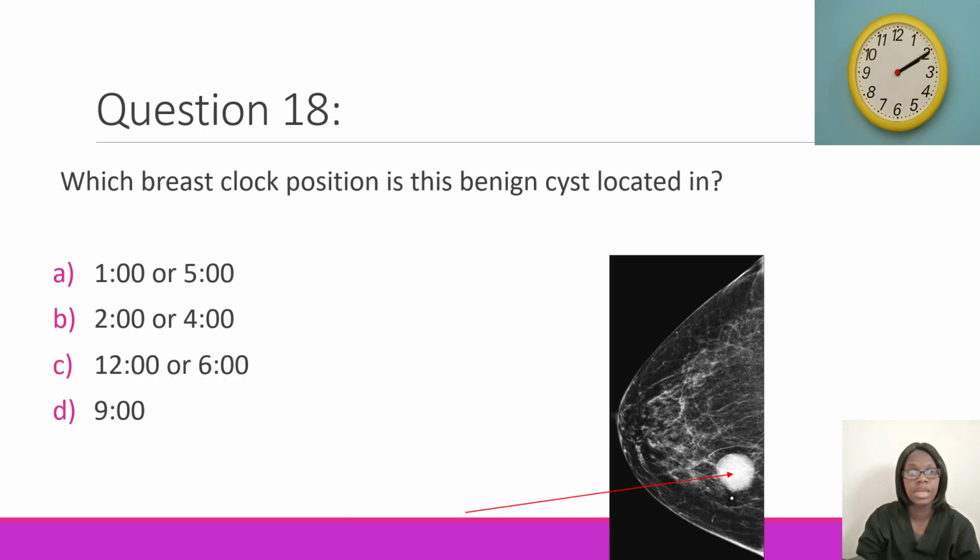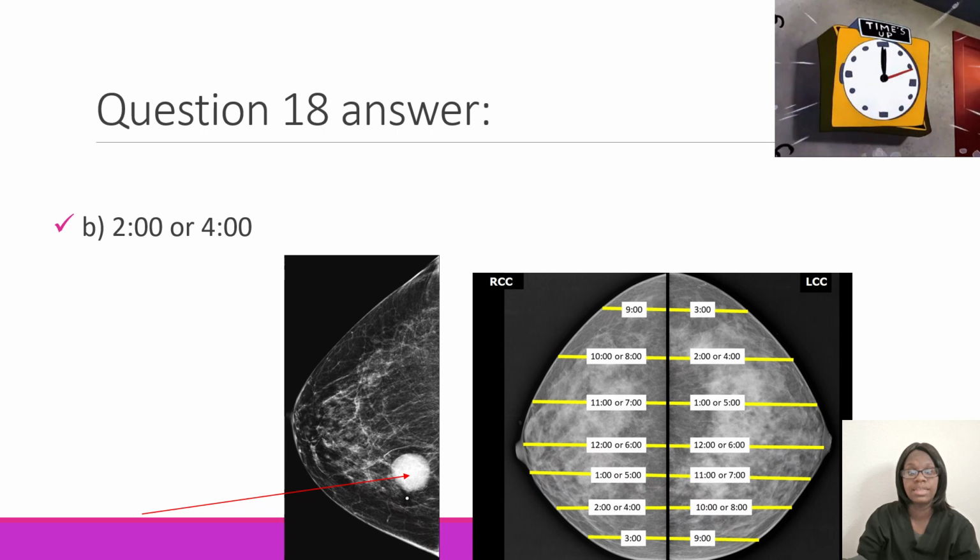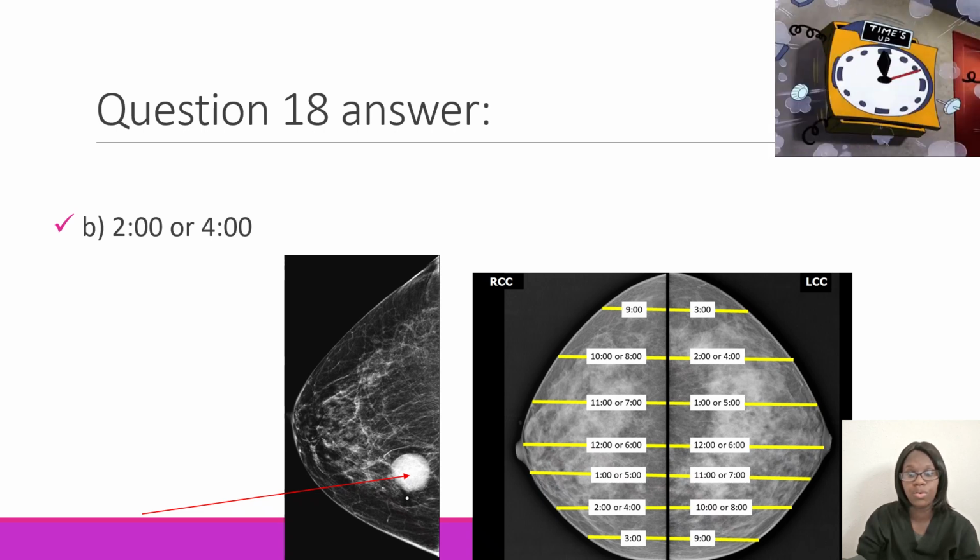Question 18. Which breast clock position is this benign cyst located in? Is it 1 o'clock or 5 o'clock, 2 o'clock or 4 o'clock, 12 o'clock or 6 o'clock, or is it 9 o'clock? I'll just give you a hint. This is the right breast. Okay, the correct answer is 2 o'clock or 4 o'clock.